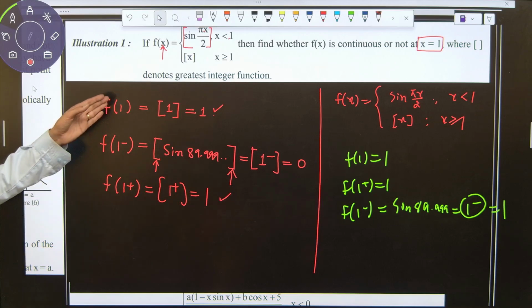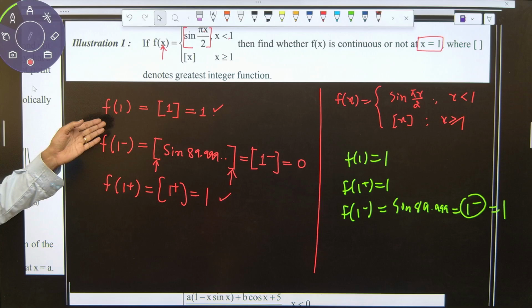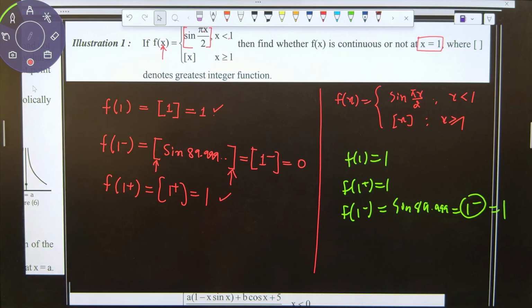Now, if you understood this question, you can do the whole NCERT continuity exercise. This one question is enough for that whole exercise.